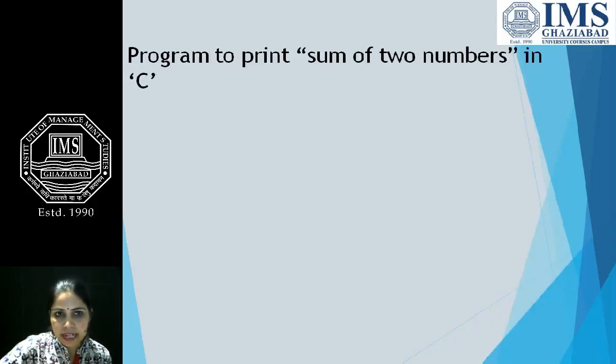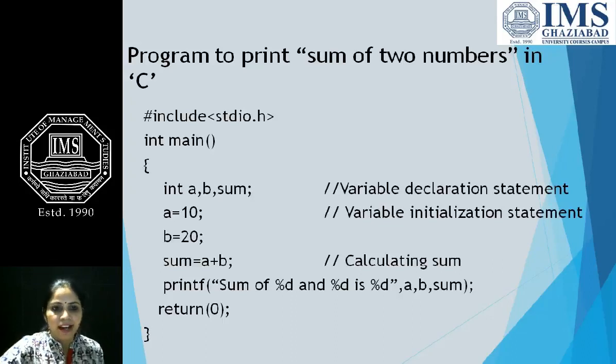Let us take one example. We have a program to print the sum of two numbers. Here I have used three variables a, b and sum, and the three variables are of integer type. a is being initialized to 10, b is being initialized to 20, and the sum is equals to a plus b. Now sum is being calculated. We have a as 10, b as 20 and sum as 30.